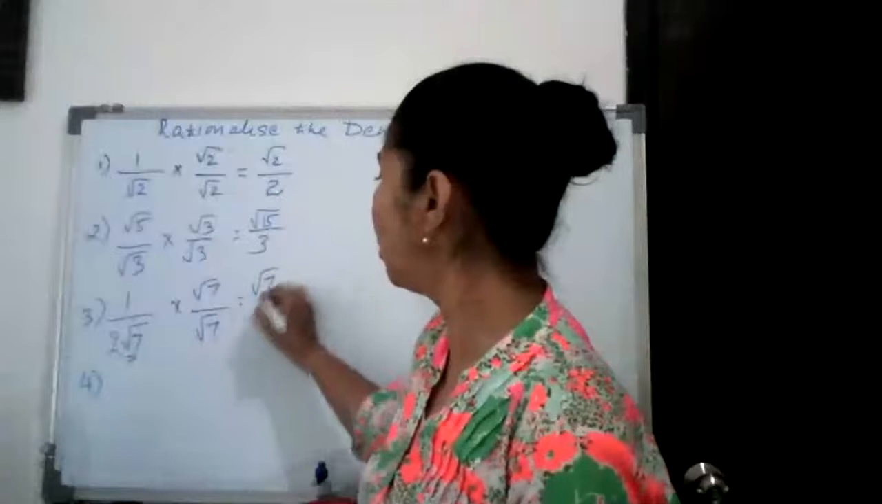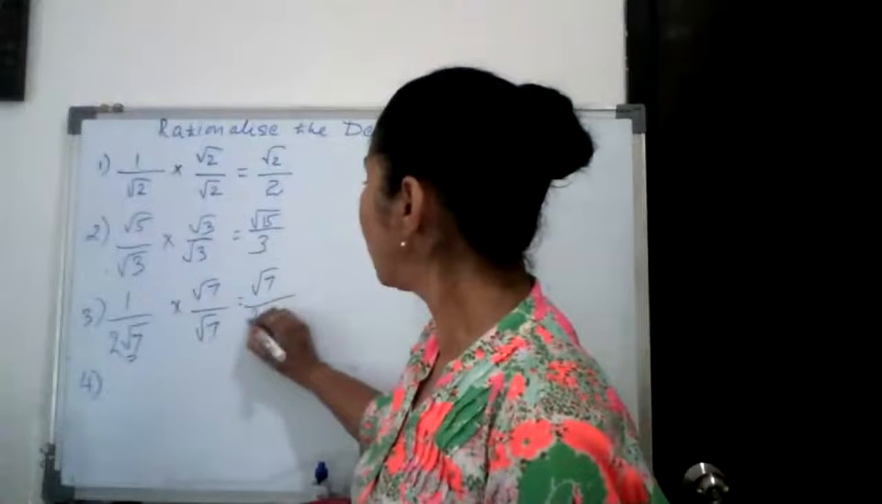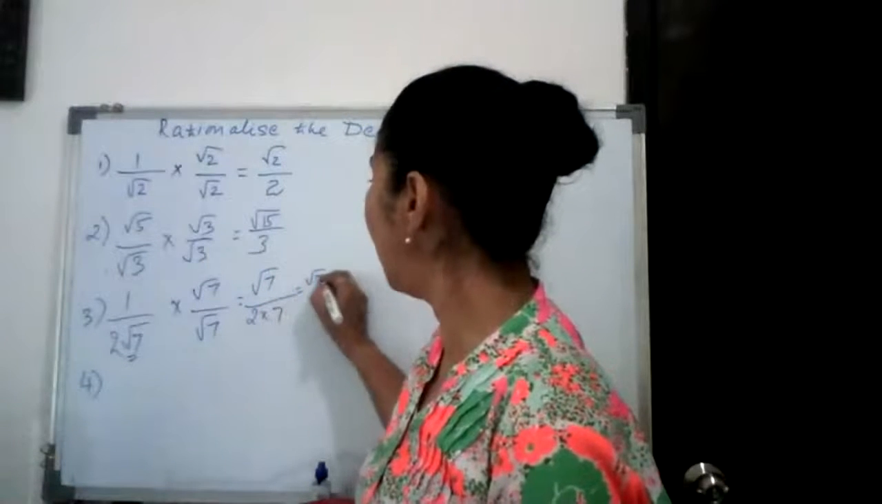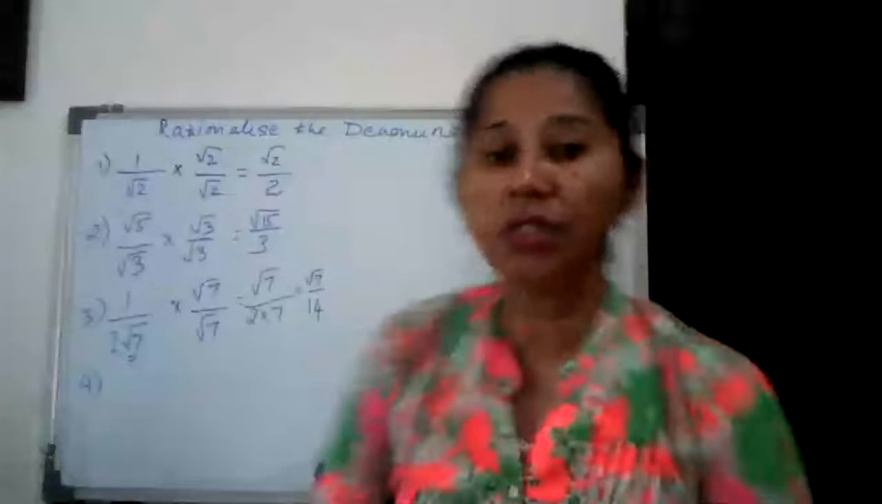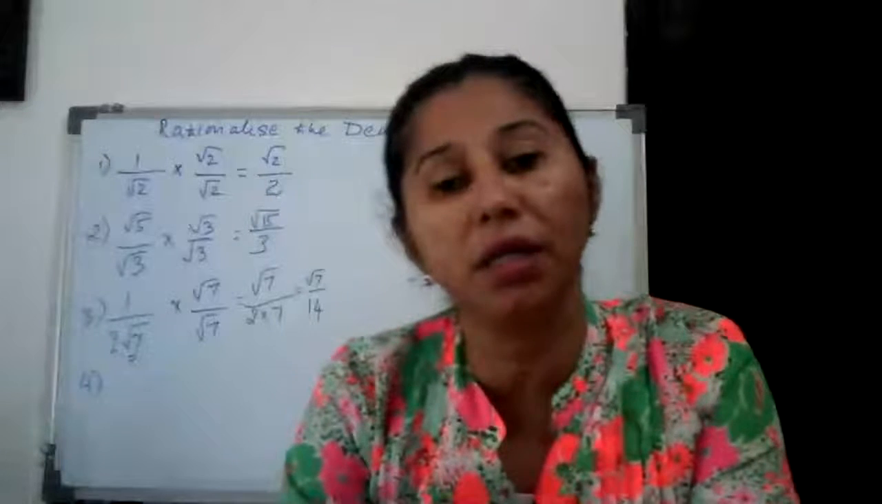तो हमारा आंसर होगा रूट 7 अपॉन 2 into 7, यानी कि रूट 7 अपॉन 14. करेक्ट. I hope it's clear to everyone. It's not 2 root 7 because 2 already rational number है.